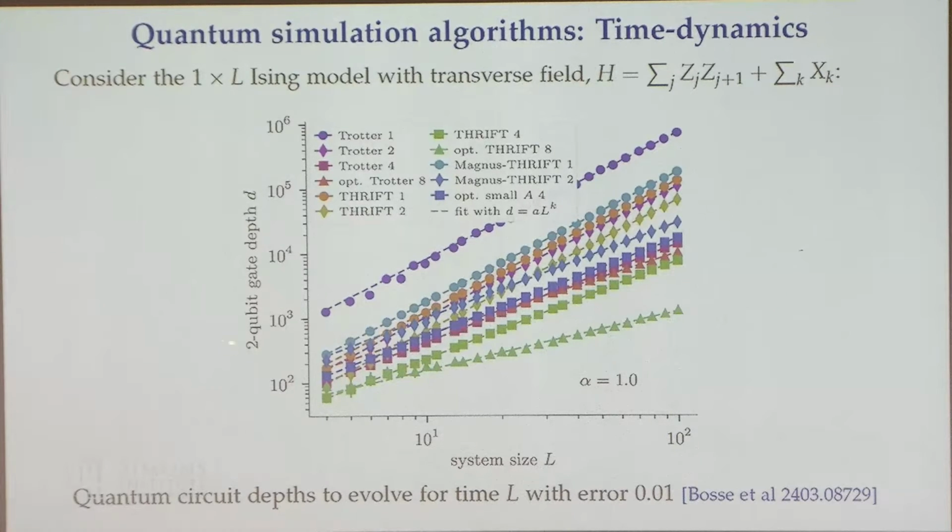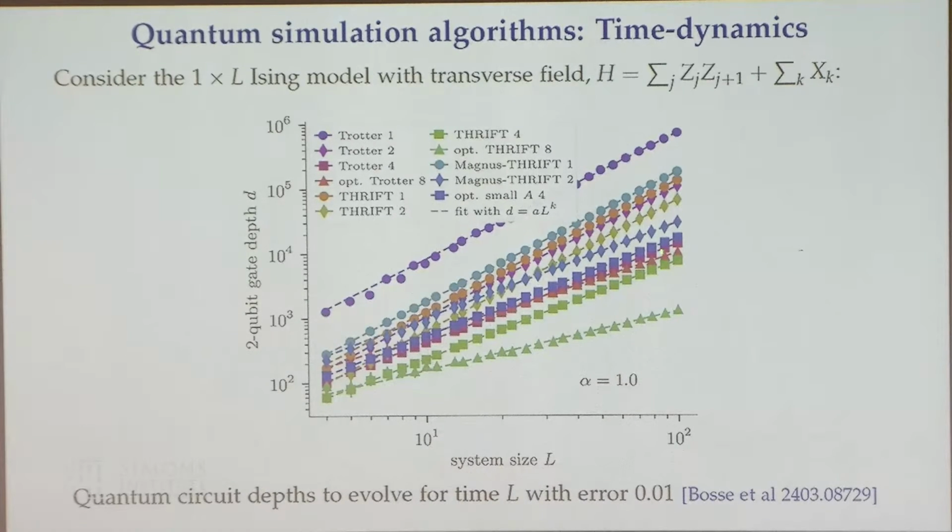And this graph is plotting, for different algorithms, the 2-qubit gate depth that you need in order to evolve for time L a system of size L with error 0.01. So that's achieving, I think it's probably operator norm error in the end, between the approximate algorithm you're running and the ideal time evolution.